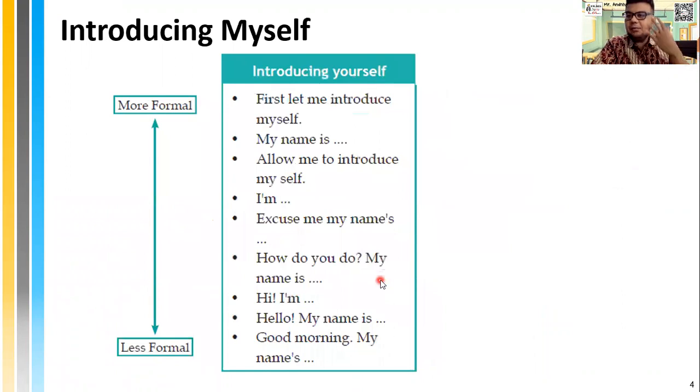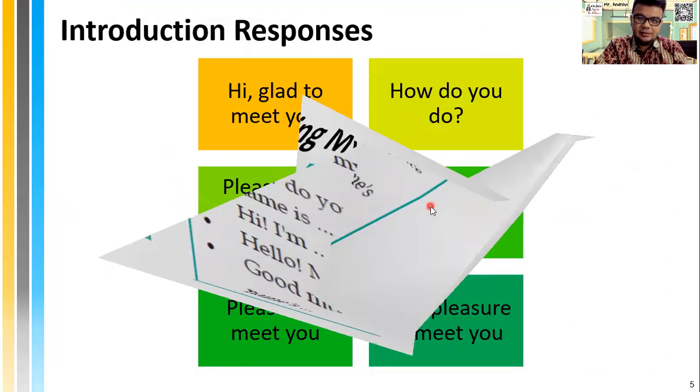Now, after we greet the person, we say hi, hello, good morning, good afternoon, or good evening. Then we introduce ourselves. There is a more formal way of doing it, and a less formal way of doing it. For example, a formal way would be, first, let me introduce myself. My name is Andrew. Or, hi, I'm Andrew. Hello, my name is Andrew. You can try to introduce yourself. Maybe you can pause the video and try to do it yourself.